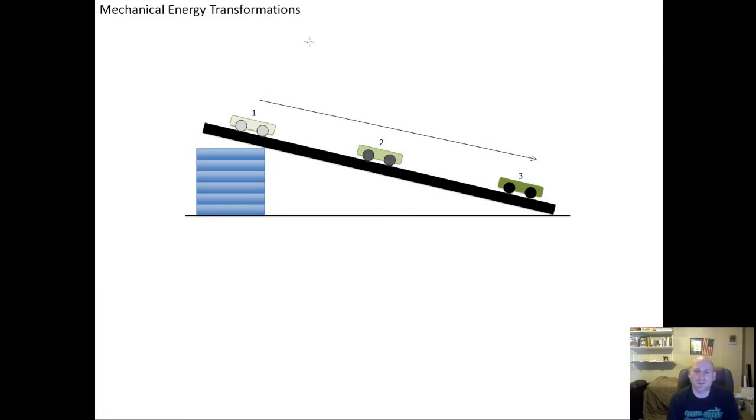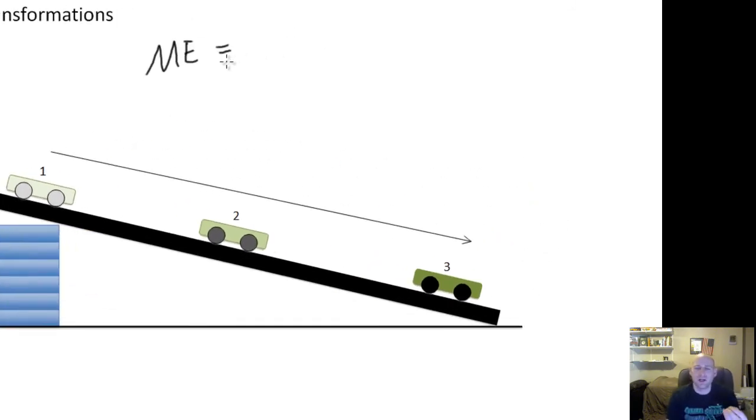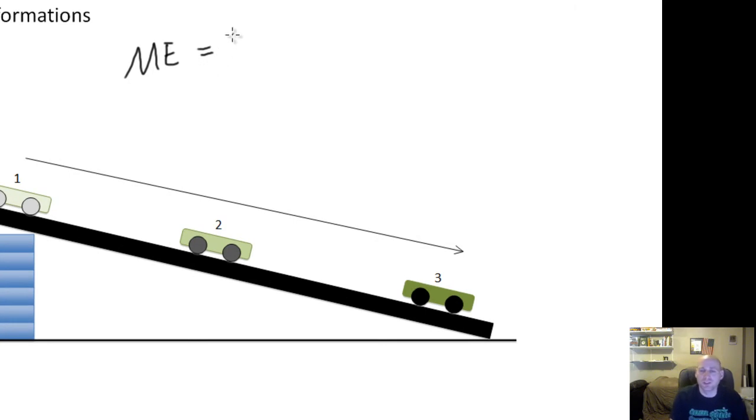The major concept that we should remember from the previous section is that the type of energy that we are talking about is called mechanical energy. So I'm going to represent that with ME, which stands for mechanical energy, and that is just kinetic energy and potential energy. And so I need to know the concept that the total mechanical energy of an object includes both its kinetic energy plus its potential energy.